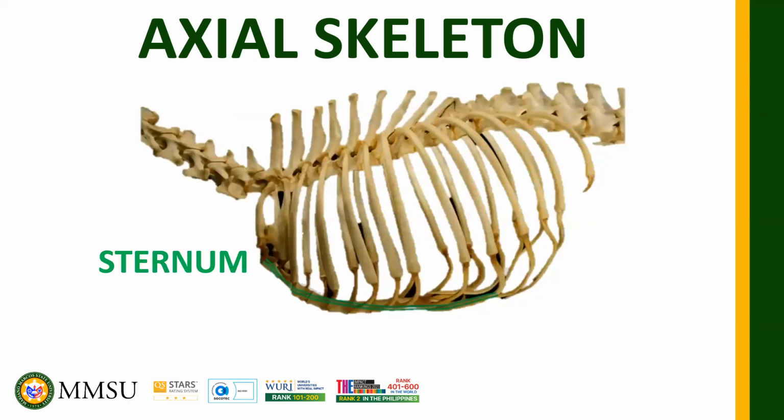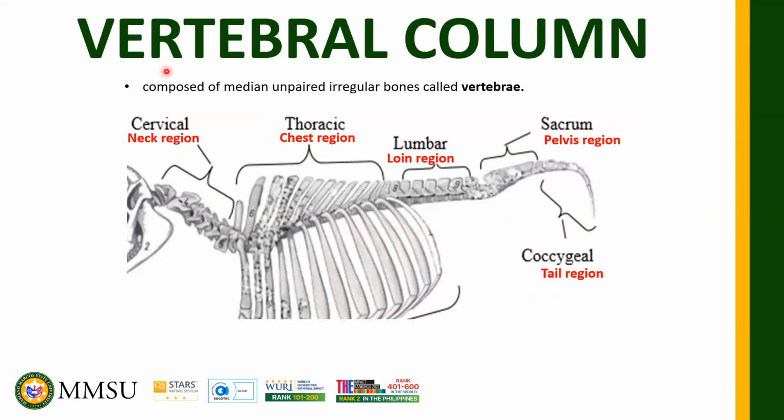Okay? So if we look at the vertebral column, this is usually composed of median and paired irregular bones called vertebrae. So all throughout the discussion, we will focus on the vertebrae. We have the cervical, which is located in the neck region. The thoracic, which is located in the chest region. And then lumbar in the loin area. And then the sacral or sacrum, along with the pelvis region. And then we have the coccygeal or caudal, which is in the tail region.